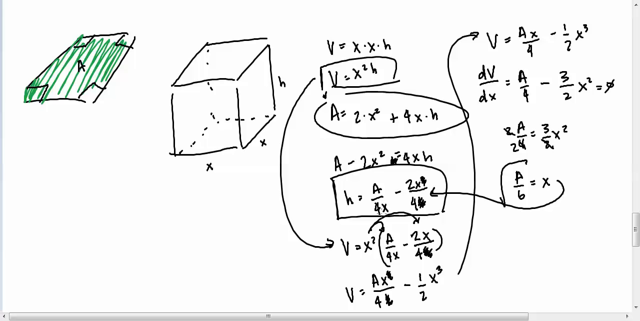And I think in the original problem, they asked you, what is the volume of the thing? Well, once you've solved for x and h, you can take those things, plug them in there, and voila, you have your equation and your answer.